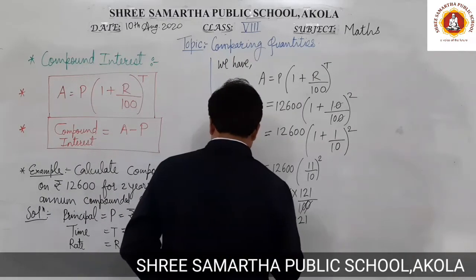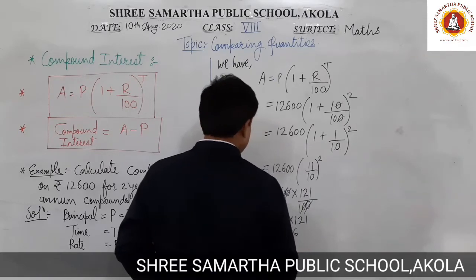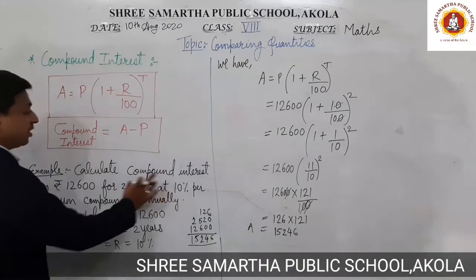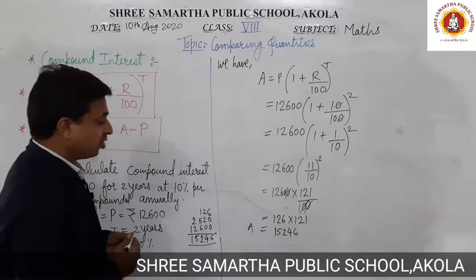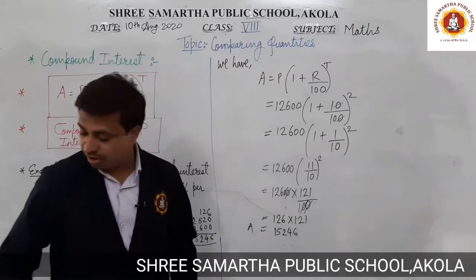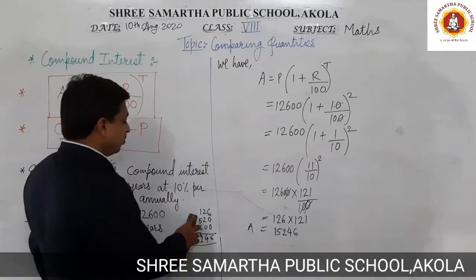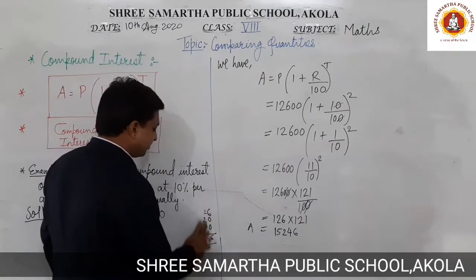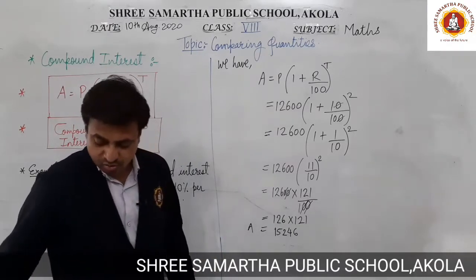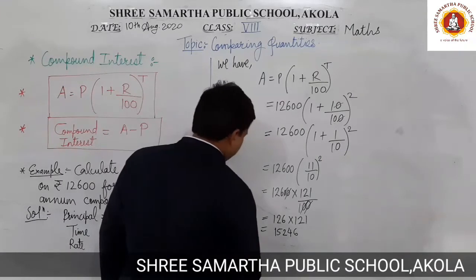So the answer we will get is 15,246. This is the amount. Okay dear student, actually we have to calculate compound interest. We have not got compound interest from this calculation. We have got the amount and now we will calculate compound interest.